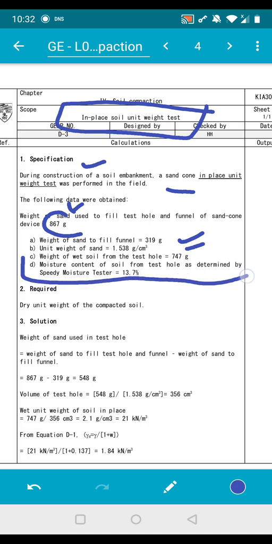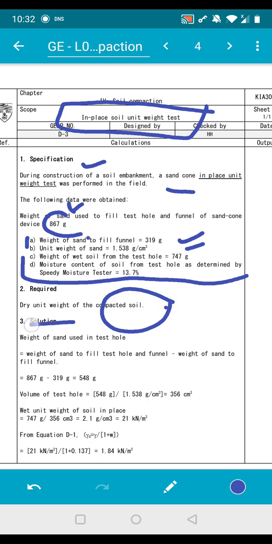So you can see there are two parts here. These are the Ottawa sand, A and B, and C and D is from the soil from site. What is required? Dry unit weight of the compacted soil. Remember, you have sand and you have soil.